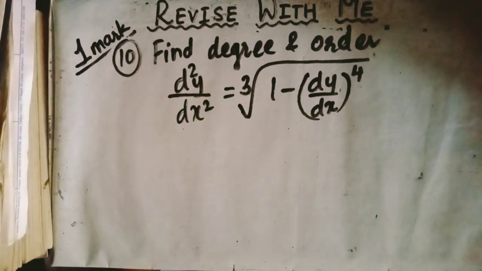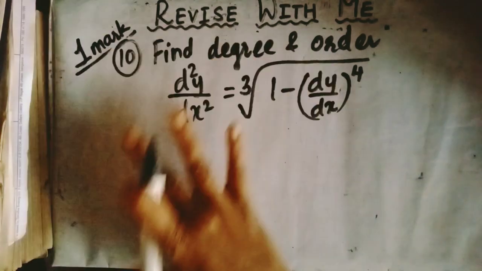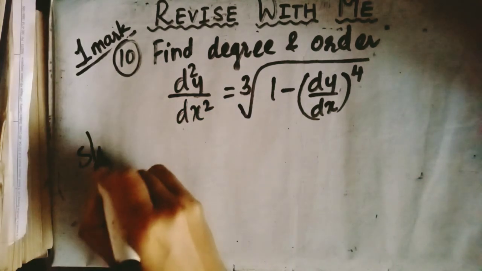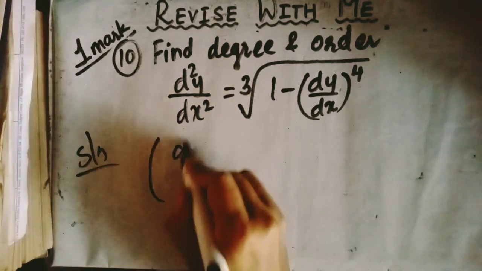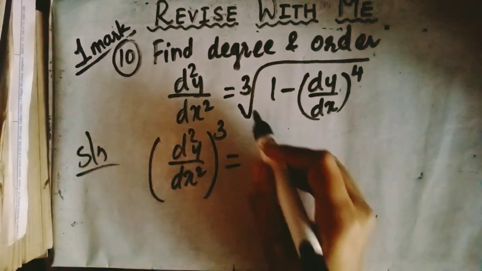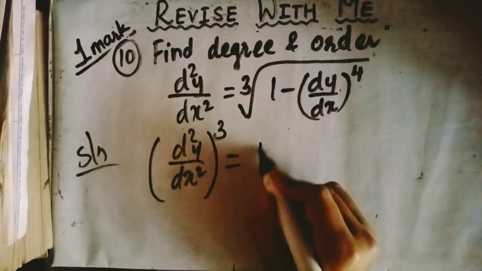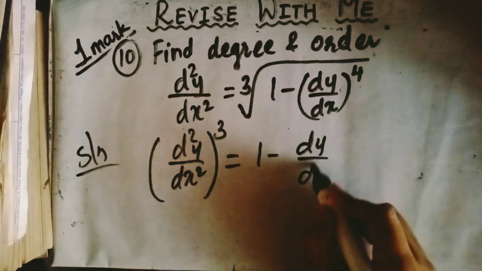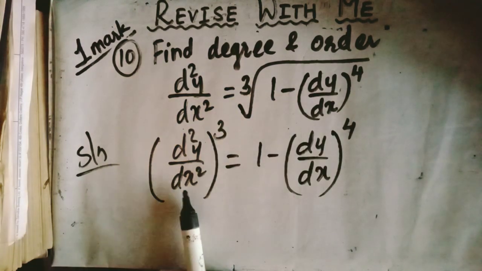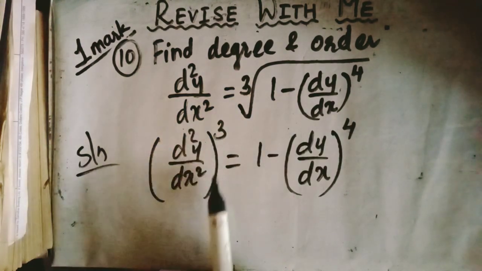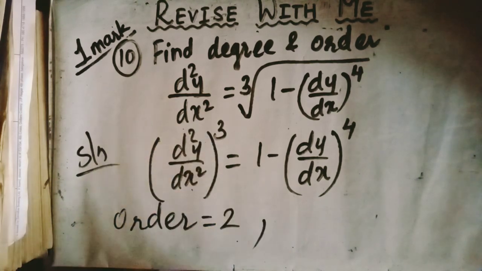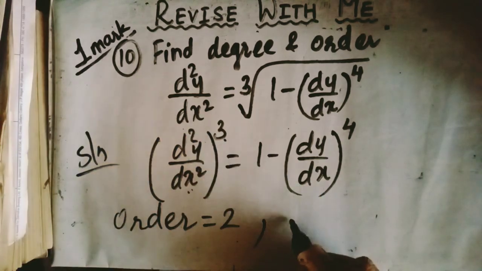Next question. So you have to find the degree and order of this differential equation. Here a cube root is given. So when you take the cube on both sides, you will get (d²y/dx²)³, and the cube and cube root get cancelled, so you will get 1 − (dy/dx)⁴. Now looking at this, you will find that this is your highest order derivative, so your order is 2 and the highest order derivative's degree is 3.